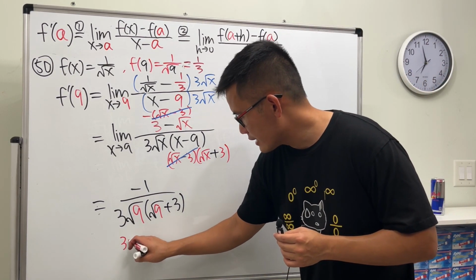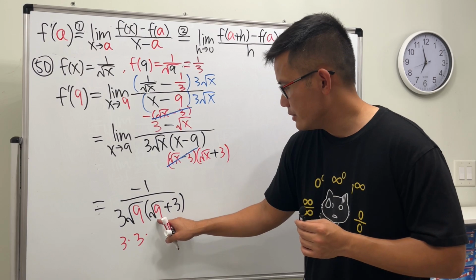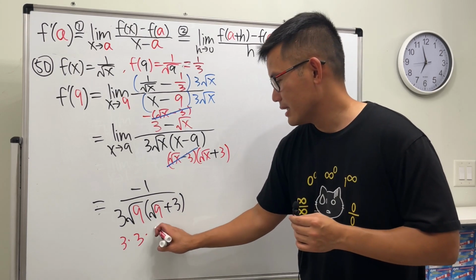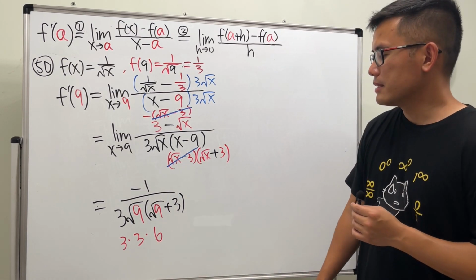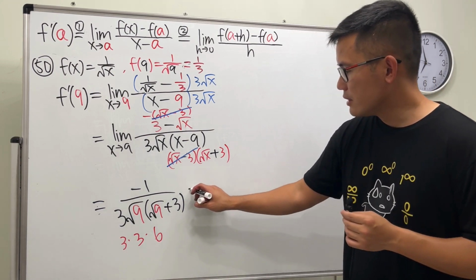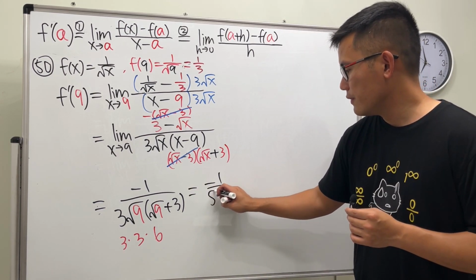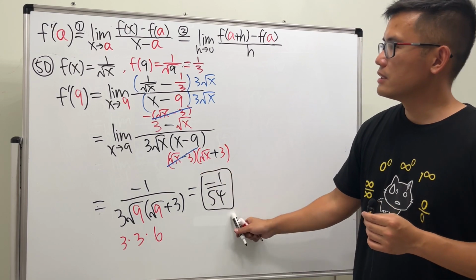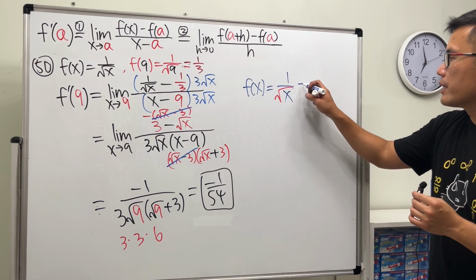This is 3 times 3 times 3 plus 3 is 6. 9 times 6 is 54. So altogether, we get negative 1 over 54. Done.